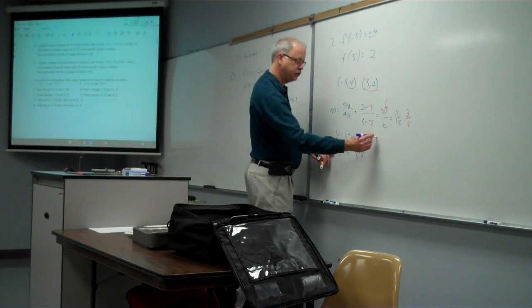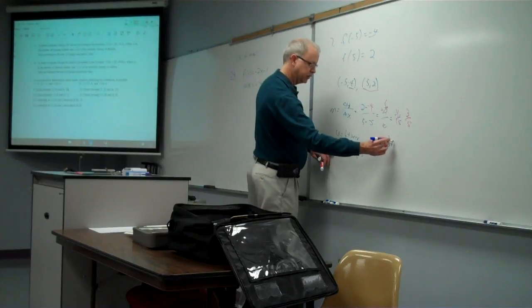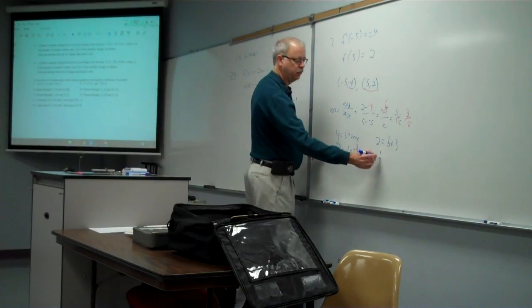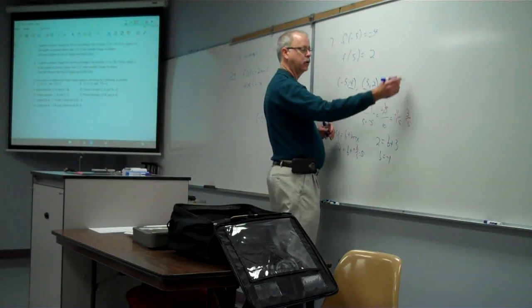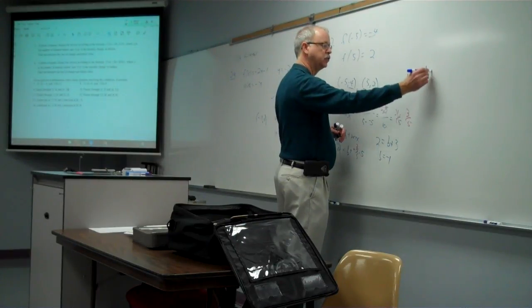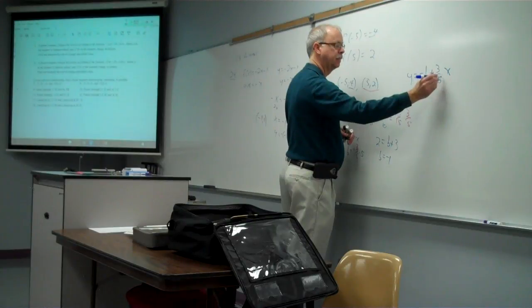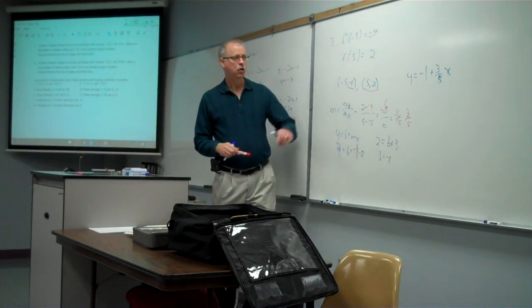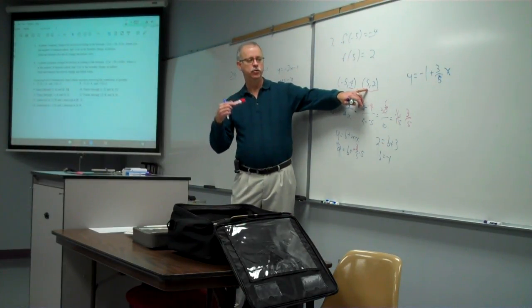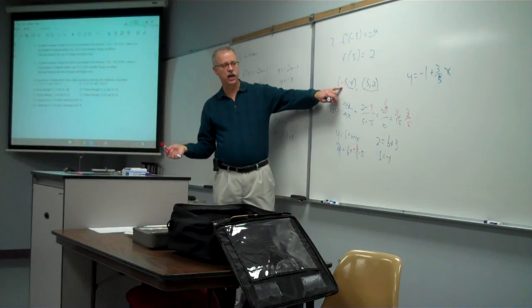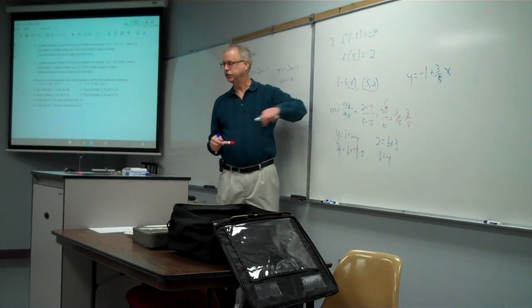So let's see, 2 equals b plus 3. B then is minus 1. So our equation here is y equals minus 1 plus 3/5 x. And we could double check when x is 5. We do get y equals 2. When x is minus 5, we do get minus 4.